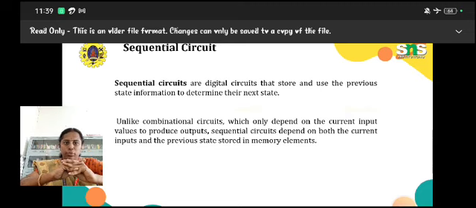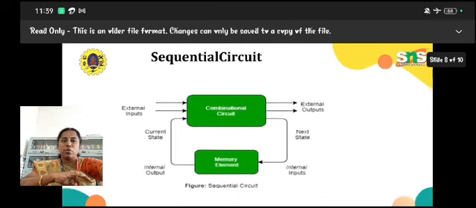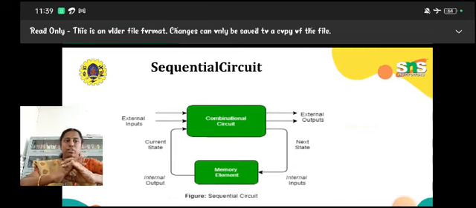Unlike combinational circuits, which depend only on the current input values to produce outputs, sequential circuits depend on both the current inputs and the previous state stored in memory elements. So let us see the block diagram of sequential circuits. We already saw the block diagram of the combinational circuit.